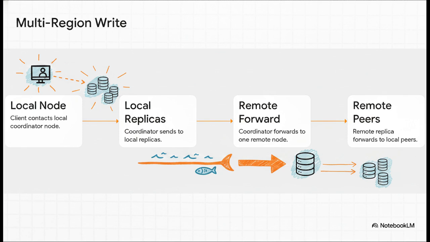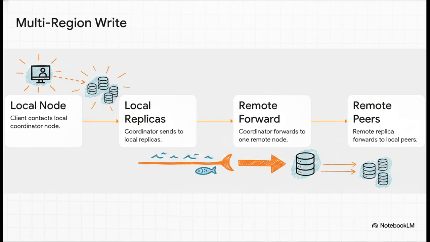Sending data across underwater transatlantic cables is expensive and bounded by the physical speed of light, so we have to be smart. Step 1. Your client contacts a node in its local region. This node becomes the coordinator. Step 2. The coordinator blasts the write out to all the replicas within that local region so they get it instantly. But step 3 is the clever optimization.